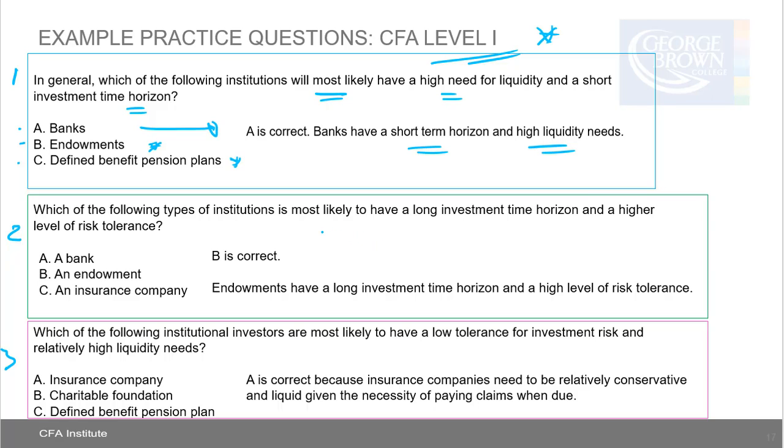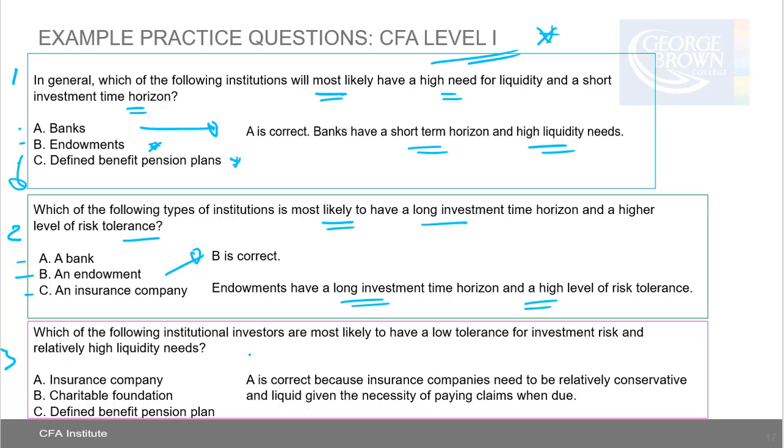why not? Question number two, which of the following types of institutions is most likely to have a long investment time horizon and a higher level of risk tolerance? A, a bank. Well, no, we just saw that from number one. B, an endowment. Or C, an insurance company. Well, B is correct. Endowments have a long time horizon and a high level of risk tolerance. So that's kind of connecting the time horizon to the risk tolerance.